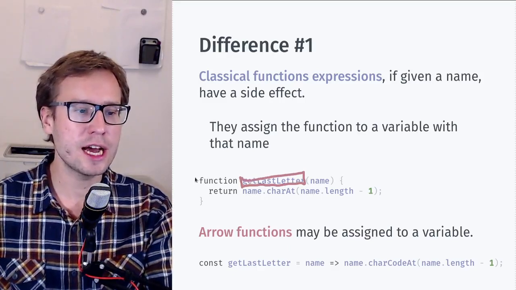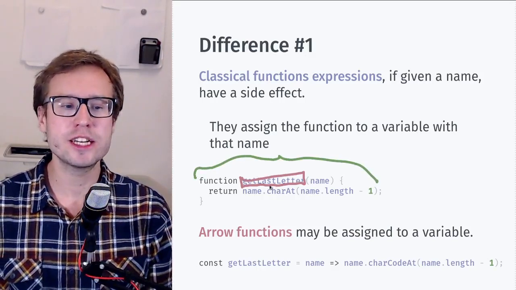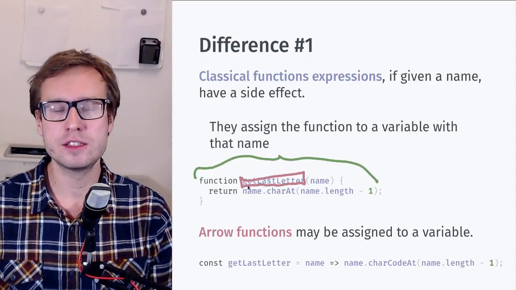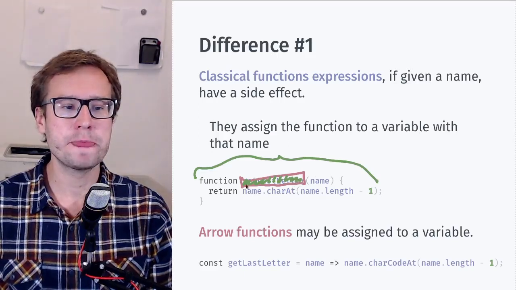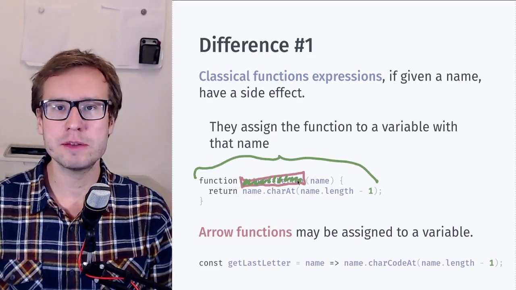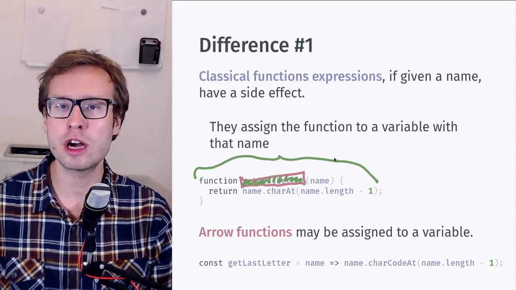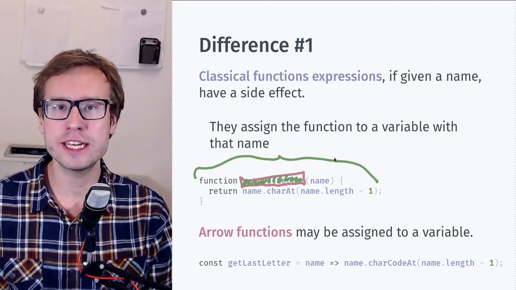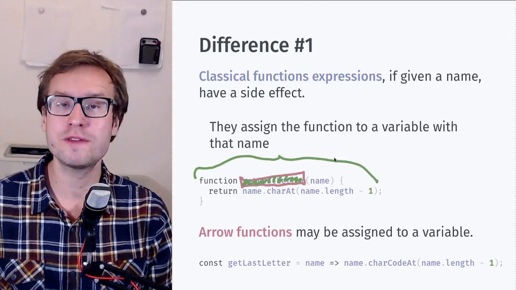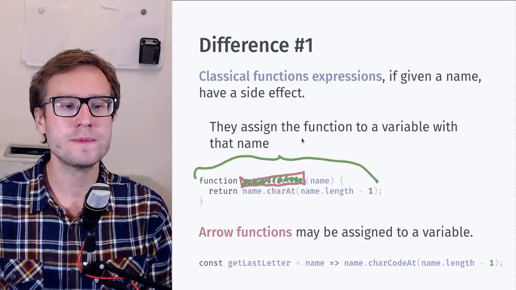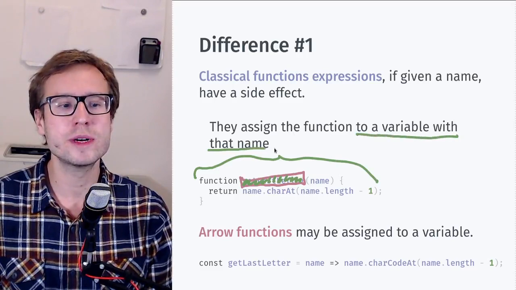But the entire function expression is an expression, so we could actually still assign it to a variable. That's why I'm saying this is optional, because if you don't do this, then nothing will happen. But if you do give it a name, then there is a side effect. I like to call it a side effect because it happens regardless of what the expression evaluation produces. Regardless of that, if you provide that name, then the classical function expression will assign the function to a variable with that name.